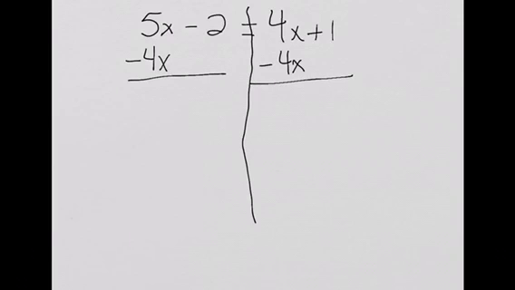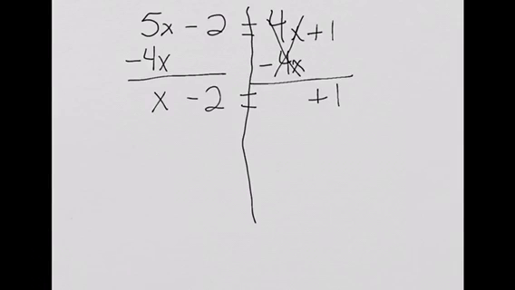So now I have, on the right-hand side of the equation, these two things will cancel out, and it leaves me with the plus 1. But on the left-hand side, let's see what happens. 5x minus 4x, well, that's 1x, or just x, minus 2. Now, are we finished? No, that x isn't by itself. We want to isolate it so it's the only thing left on that side of the equation.